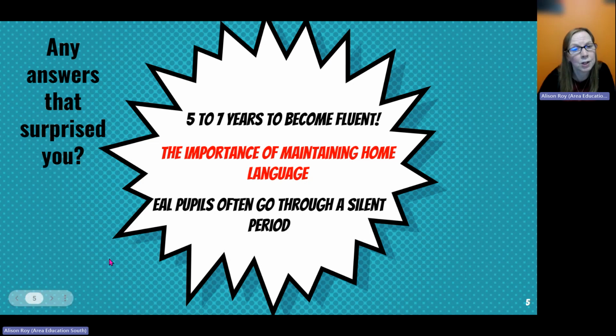In 1 to 2 years, a lot of pupils achieve the social language. They can chat to their friends and sound quite fluent, but they may very much underperform in more formal assessments until they have been in the school setting for that 5 to 7 years. And that's obviously talking about pupils that come into an English speaking medium school, where they are new to English at the beginning.